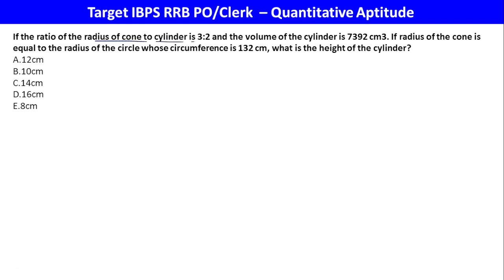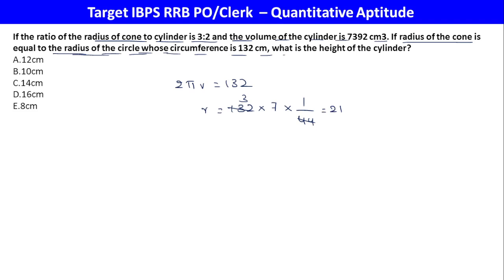The ratio of radius of cone to cylinder is given, and the volume of the cylinder is asked. The radius of the cone is equal to the radius of a circle whose circumference is 132. Circumference 2 pi r is equal to 132. Radius is 132 times 7 by 44, which is 21. Then radius is 21 centimeters.